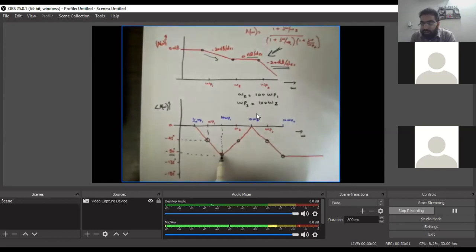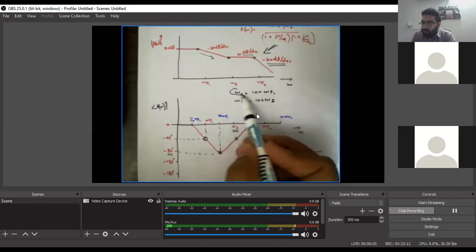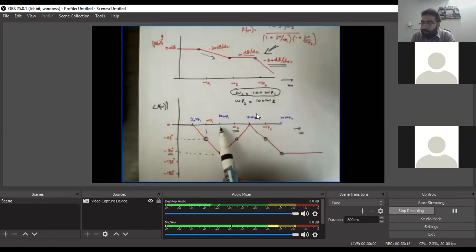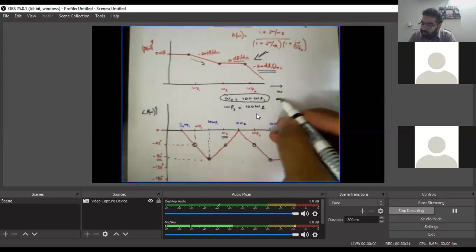So we reached here, but once we reach here, this point is also what? It's the same thing as 1/10th of omega z, since this is a factor. So 10 times omega p1 is equal to 1/10 of omega z. How? This is the same thing.